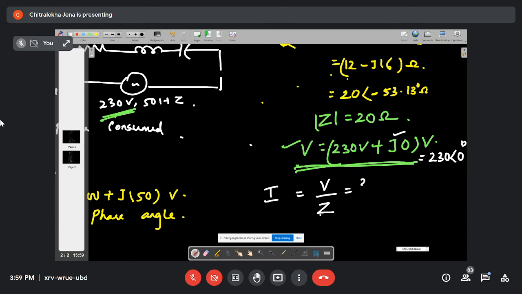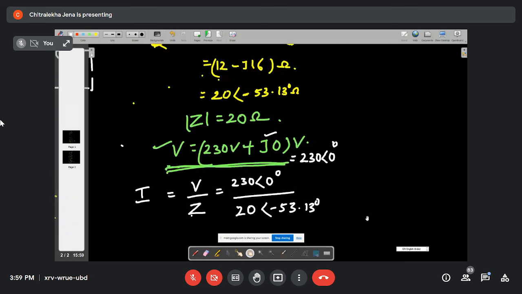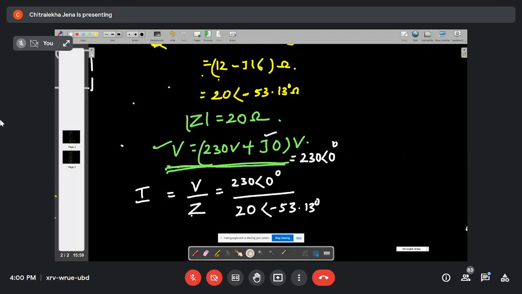This is equal to 230 at an angle of 0 degree divided by Z, 12 plus j16. Why will you keep 12 plus j16? Convert to polar. You have to do the division operation. Keep both in the phasor notation, polar notation: 20 at an angle of 53.13 degree. Do the calculation here, you will get an important conclusion. Divide both. 11.5 at an angle minus 53.13.